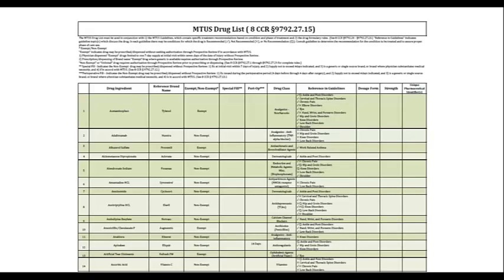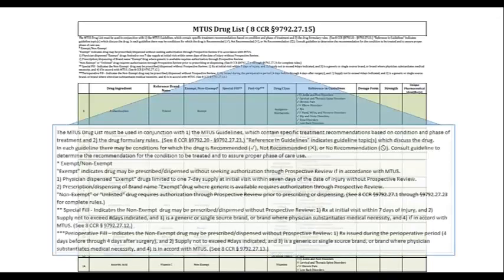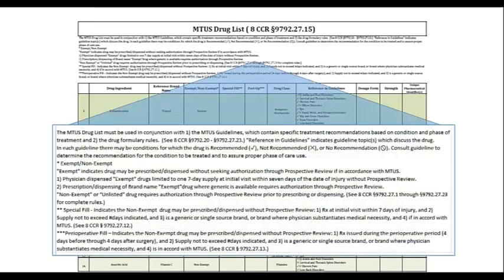Now let's examine the MTUS drug list, which is adopted into the formulary regulations. This slide shows the first page of the drug list. The list is posted on the DWC website in both PDF and Excel formats. At the top of the MTUS drug list is a condensed narrative overview of ancillary formulary rules such as physician dispensing rule, generic versus brand rule, and special fill and perioperative fill policies.